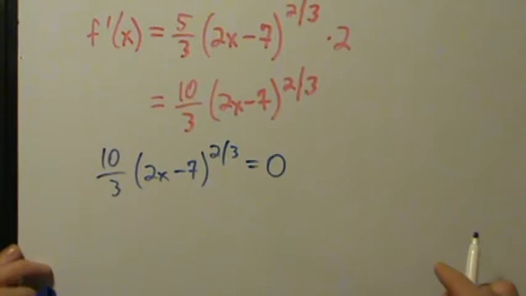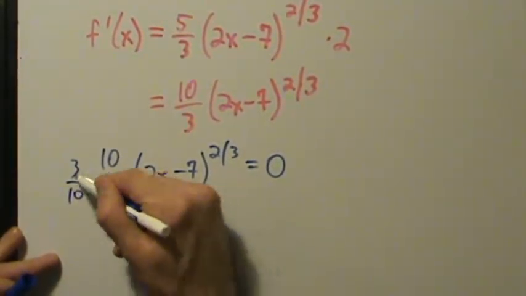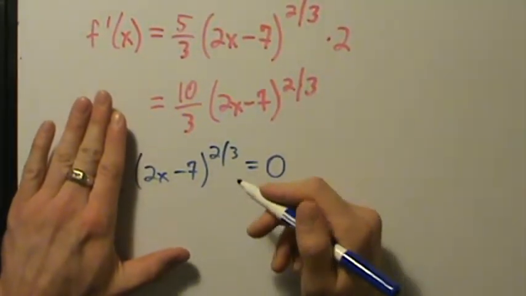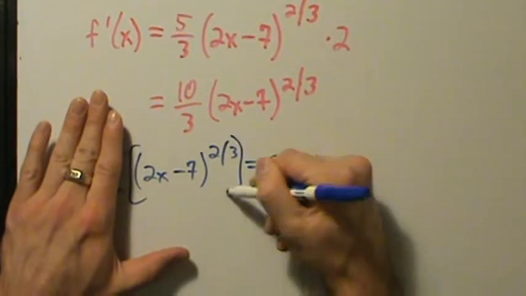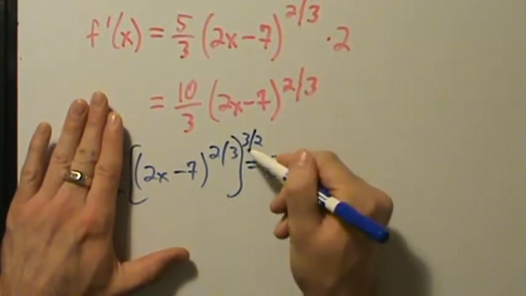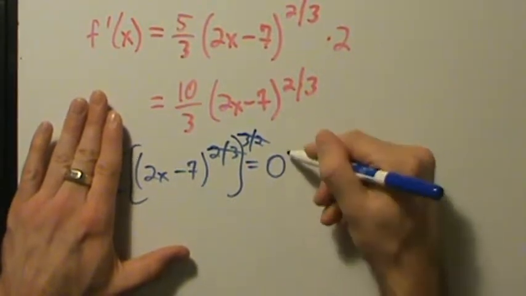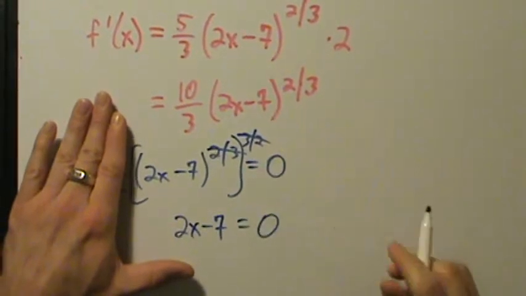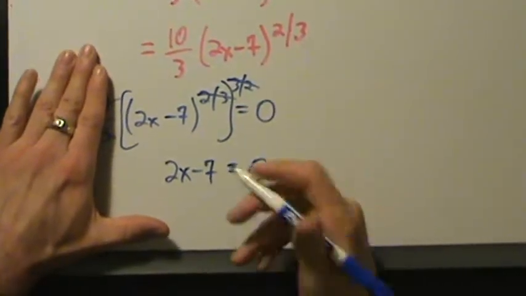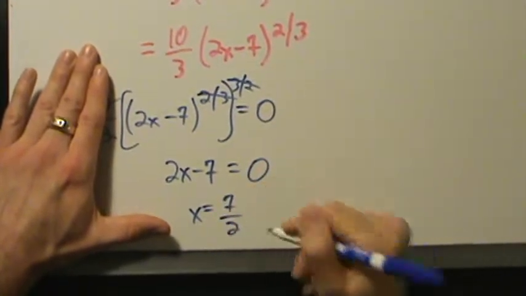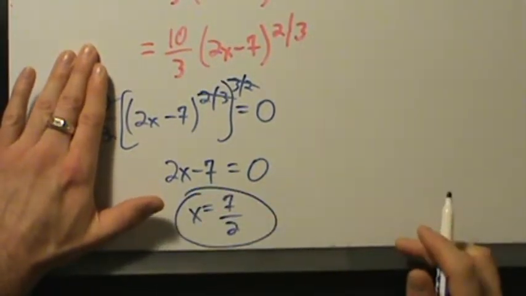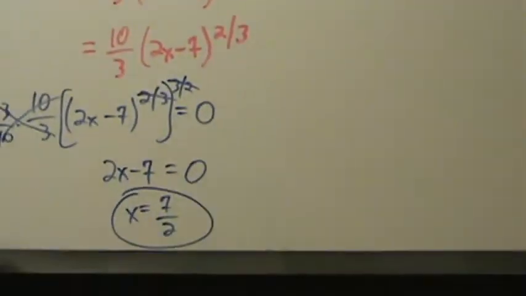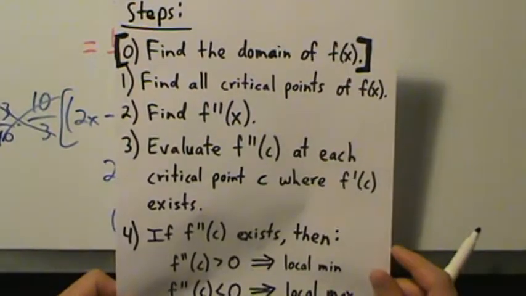First we can multiply both sides by 3/10, which cancels this. 0 times 3/10 is just 0. Then we can raise both sides to the 3/2, which gets rid of the exponent, since 2/3 times 3/2 equals 1. And 0 to the 3/2 is just 0. So what we end up with is 2x minus 7 equals 0. If we solve for x, we get x equals 7/2. That's our only critical point. Let's make sure it's in the domain. The domain is all real numbers, so we're good. That's it for step 1, find all the critical points of f of x.